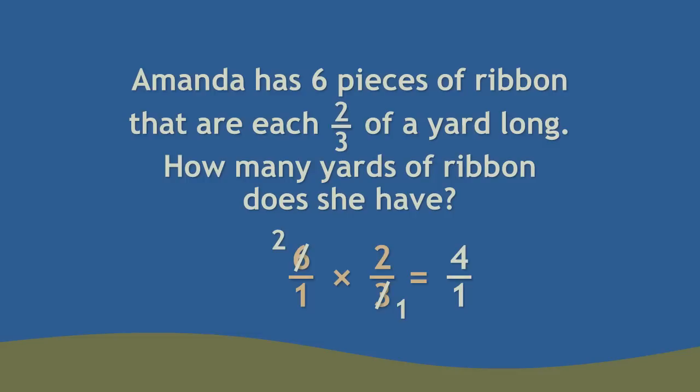So 2 times 2 is 4, 1 times 1 is 1. Now, when you have a number that's over 1, we can rename that as just the whole number. So in this case, we would say 4 yards. She has 4 yards of ribbon.